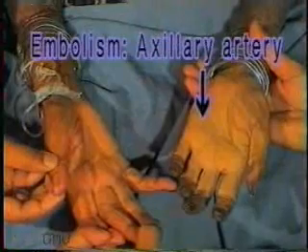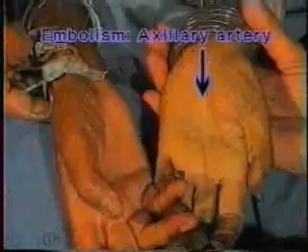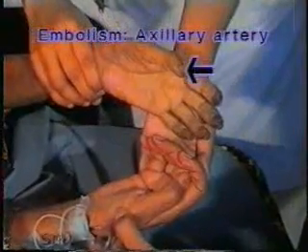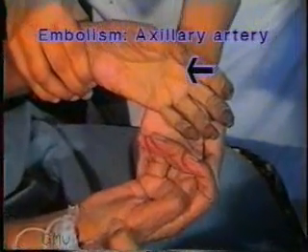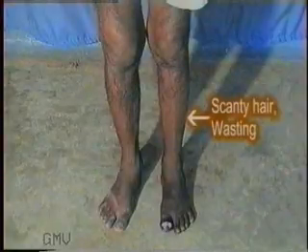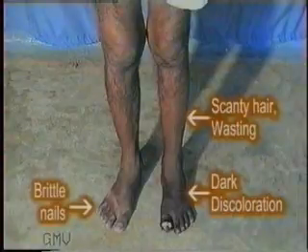A marked pallor will indicate sudden arterial obstruction as in embolism or during Raynaud's phenomenon. Note the appearance of the left hand in this case of left axillary artery embolism. A chronically ischemic limb looks pale and thin. The skin over the lower part of the leg and shin is thin and shiny with scanty hair. The leg is thin due to loss of subcutaneous fat and muscle wasting. The nails are brittle with transverse ridges.